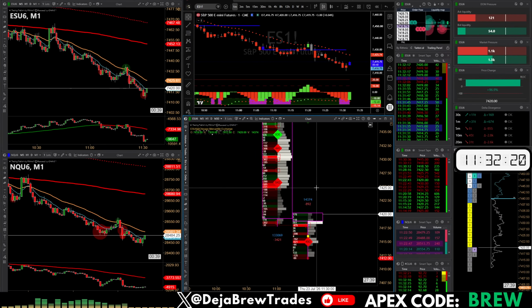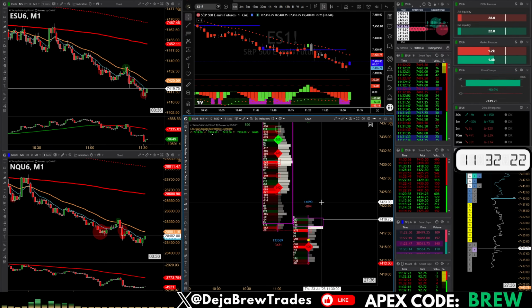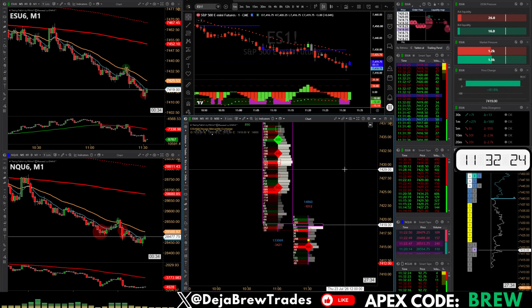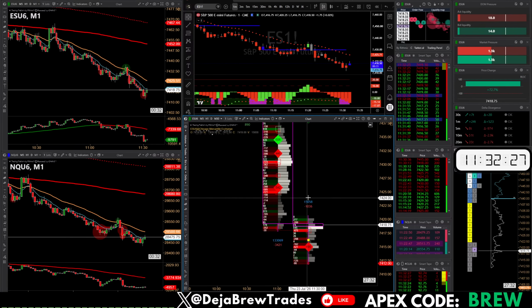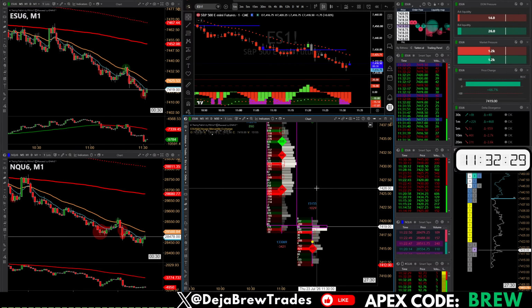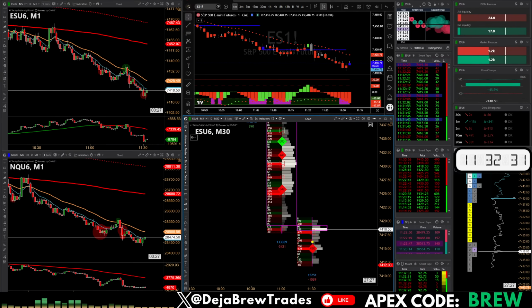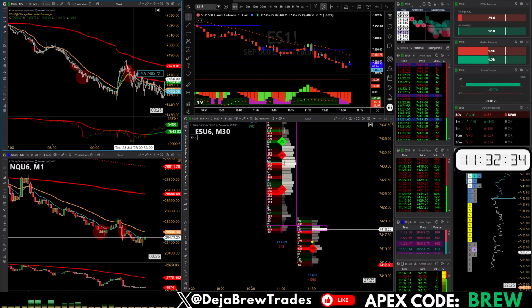The single print fill-in's not bad. It's not terrible. It's not a bad trade, if it gives you an actual reason to look for that. But other than that, literally everything since the open has been bearish.